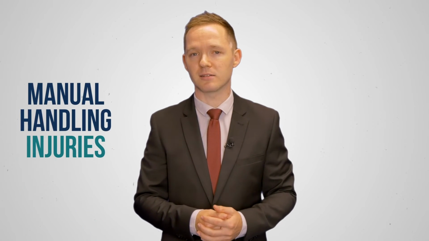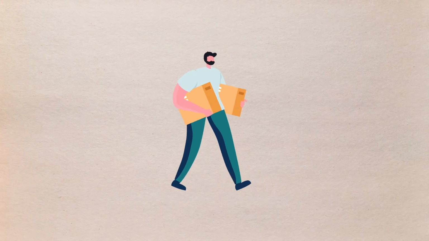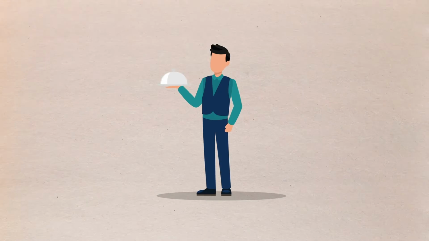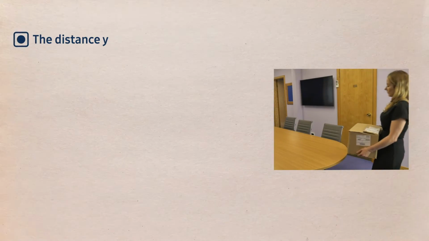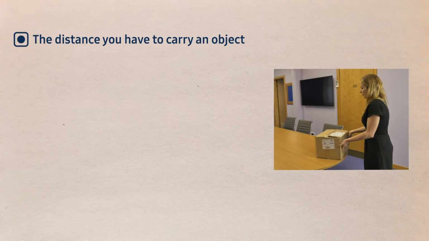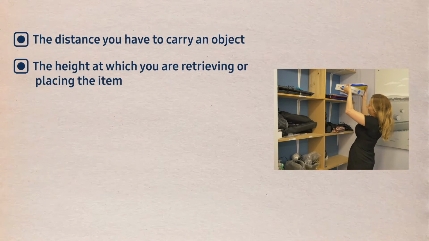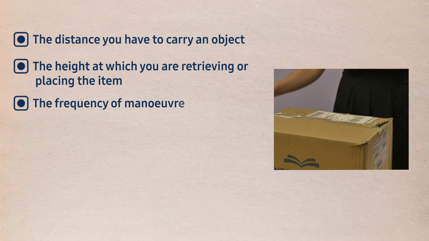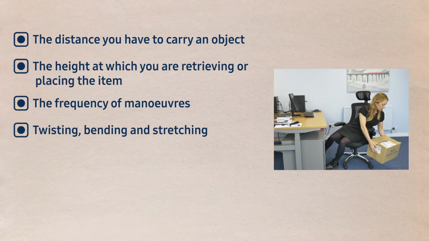It's crucial at this stage to shed some light on factors that cause manual handling injuries. Acts such as the following are all examples of how we can become injured even with the lightest of loads. The distance you have to carry an object. The height at which you are retrieving or placing the item. The frequency of maneuvers. Twisting, bending, and stretching.